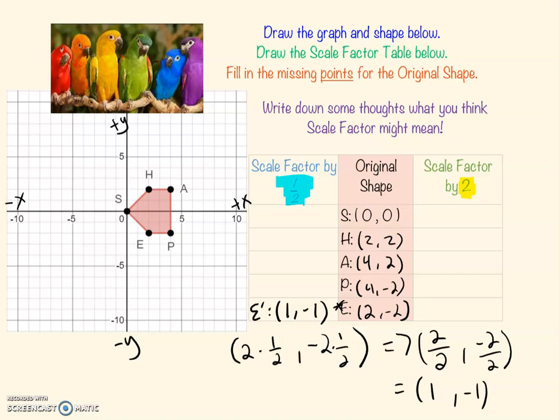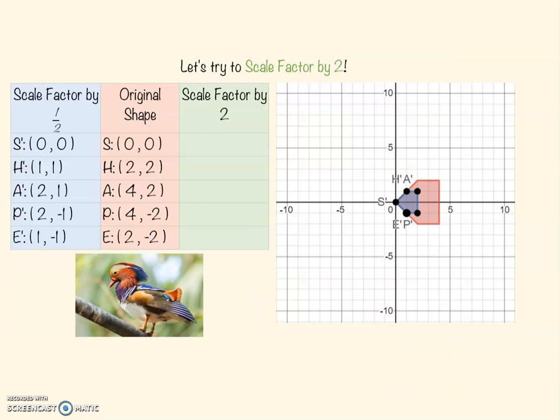Okay, I want you to go ahead and try the rest of these points. Hopefully these are the points you got. Now try and graph them. What does your graph look like? All right, and here is that answer for our scale factor by 1/2. We scaled that shape down by exactly half. We took each of those numbers inside of our original points and we divided them in half.